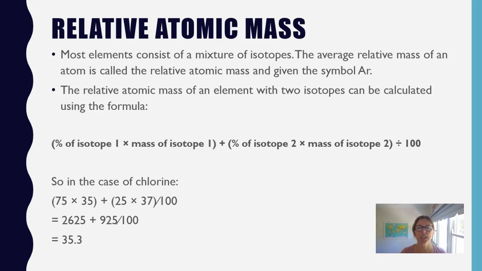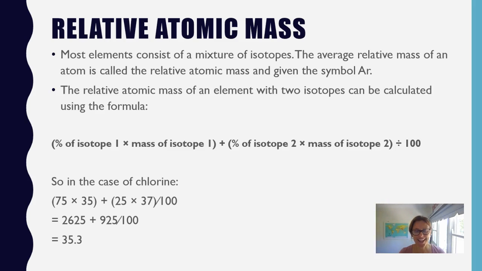So there is a formula that we can use to determine this relative atomic mass. We take the percentage of the first isotope. In the case of chlorine, it was 75.8, and times it by the mass of isotope 1, which is 35. Then we add it to the percentage of isotope 2, which was 24.2. We're rounding it to 25 in this example, times 37, which is the mass of isotope 2.